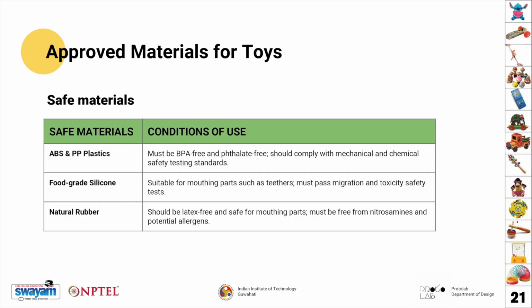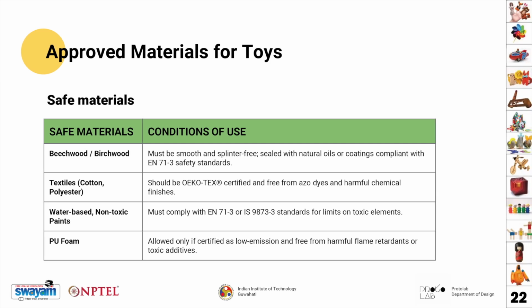The next topic is about approved material for toys, safe and restricted materials. In the European Union, the safety of toys is assessed using European standards EN and the International Organization for Standardization ISO. EN71 is a set of European product safety standards applying to all toys sold in the European Union, addressing issues such as mechanical and physical properties, flammability, and the migration of certain elements.